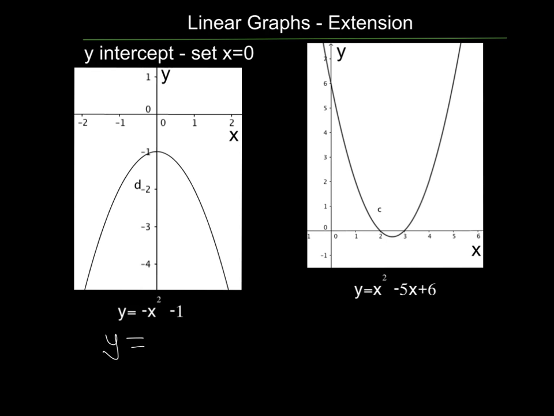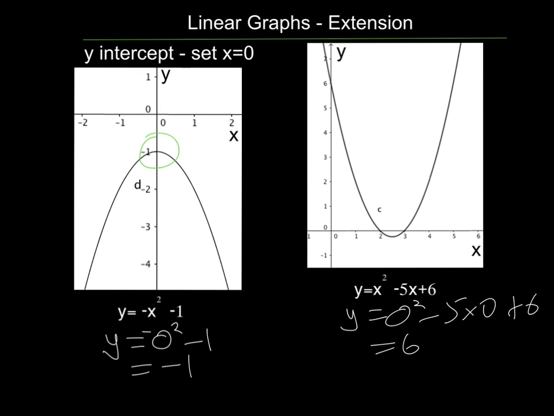If I do y equals minus 0 squared minus 1, I'm going to get minus 1. And you can see from the graph that minus 1 is indeed the y-intercept. In the second equation, let's do the same thing. Let's make x equal 0. So we'll get y equals 0 squared minus 5 times 0 plus 6, which is 6. And you can see from the graph as well that 6 is actually the y-intercept.